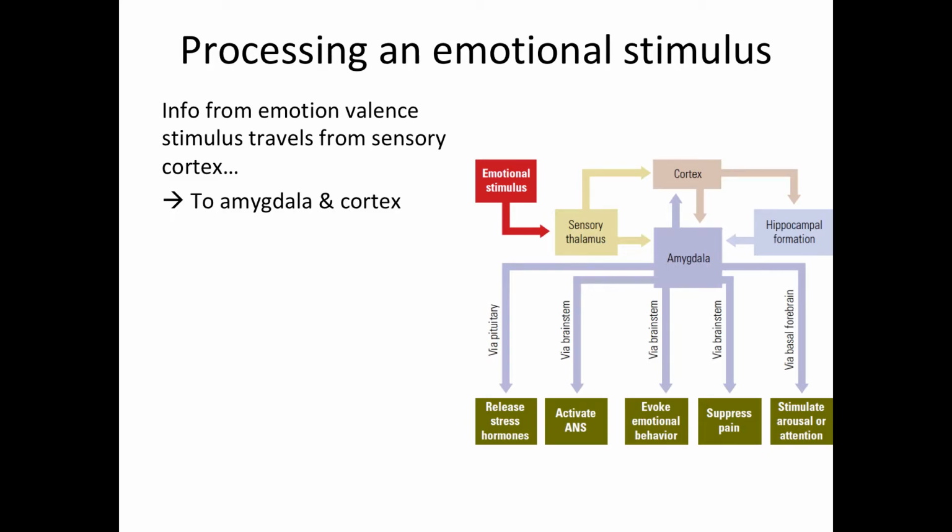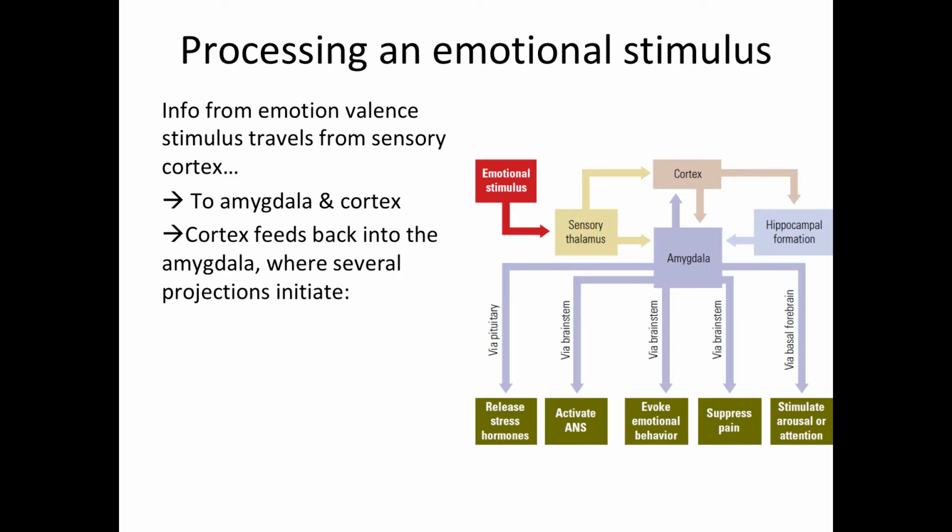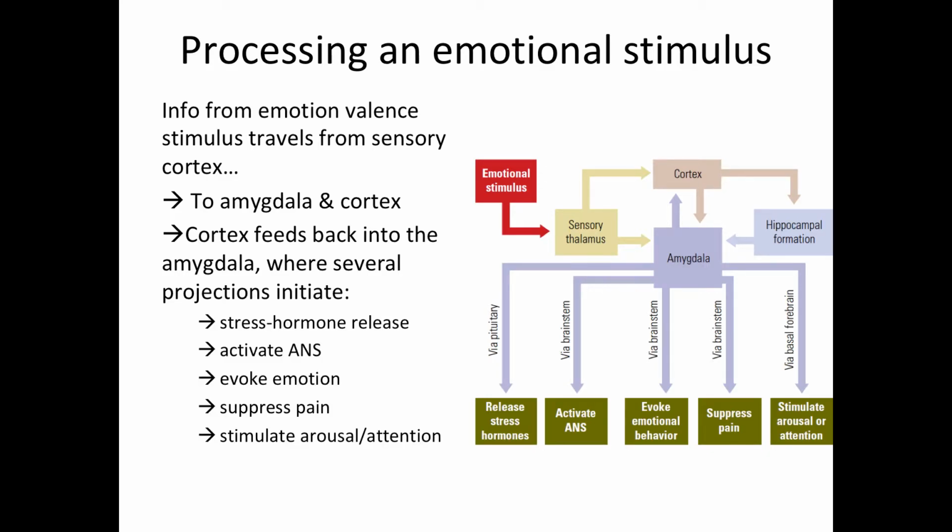So information about an emotion valence stimulus travels from the sensory thalamus to the amygdala and the cortex. So then the cortex will feed back to the amygdala, where several projections initiate stress hormone release, activate the autonomic nervous system, or evoke emotion and suppress pain, and stimulate arousal and attention. So you see those all the way here at the bottom as well. I just put them in a nice little row right here.